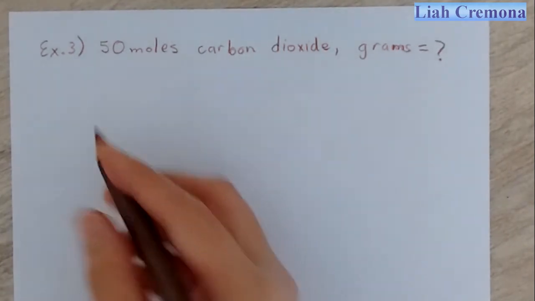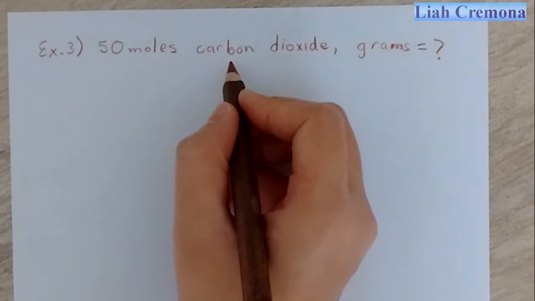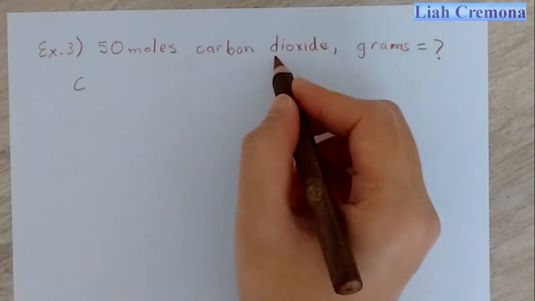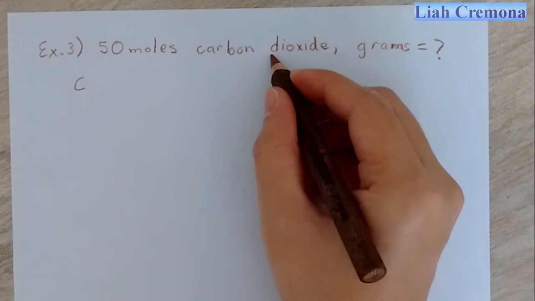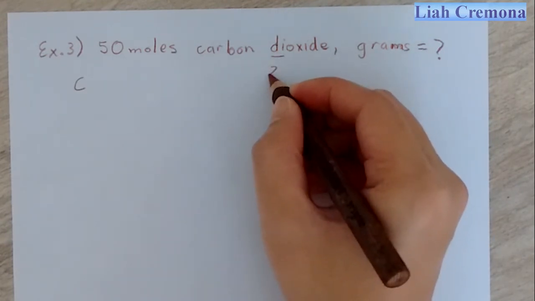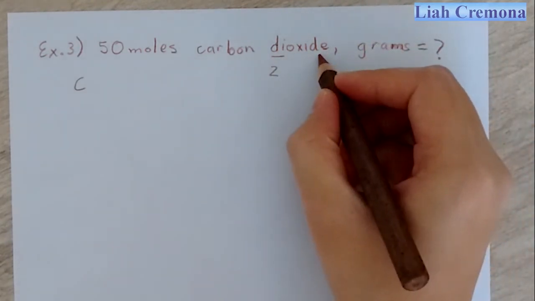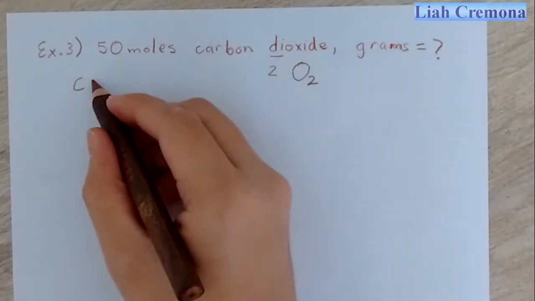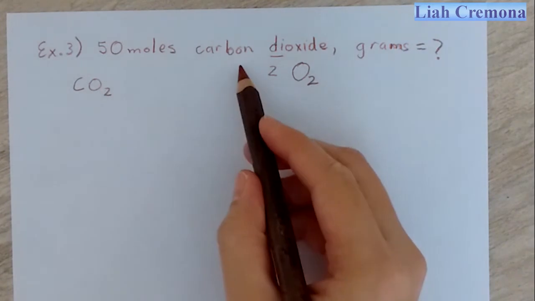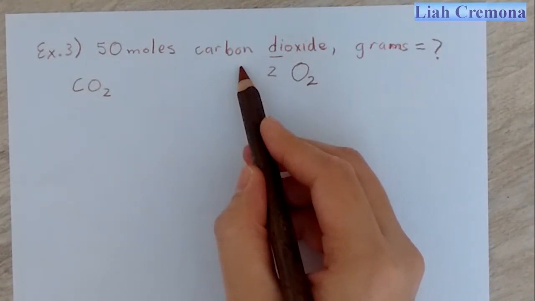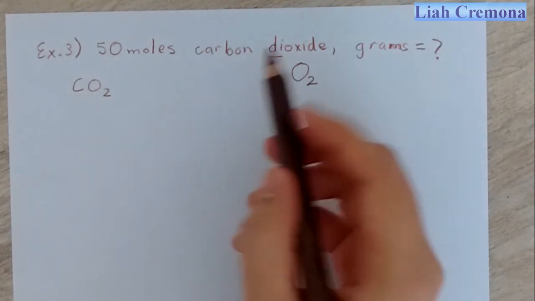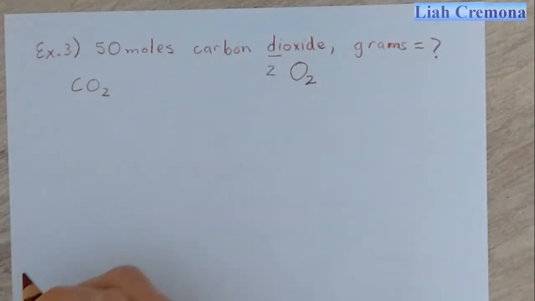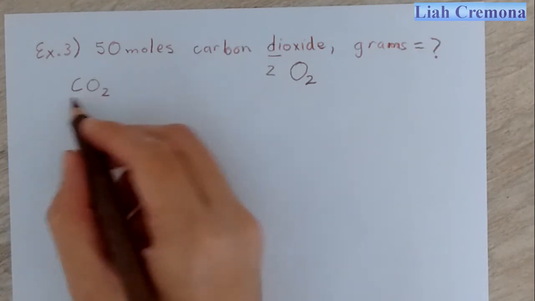The first step is to find the chemical formula for carbon dioxide. Carbon is represented by C, and dioxide, if we break this down, di means 2, and oxide indicates oxygen. So we know that we have 2 oxygens. This is a covalent compound, meaning that the electrons are shared and that we use prefixes when naming the compounds. So this is our chemical formula.